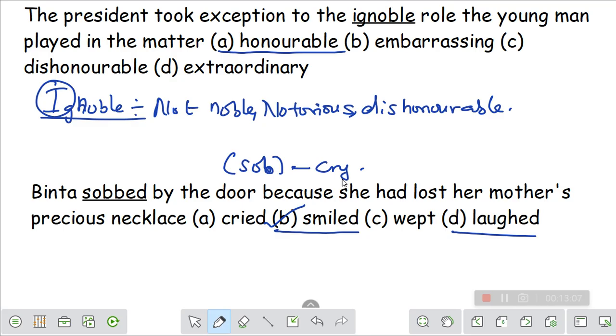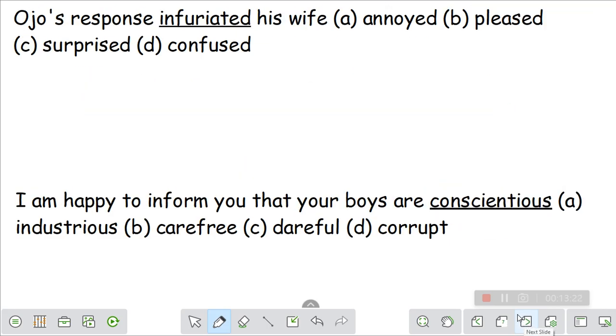So please take notes. Some questions you will think you get it, but unfortunately, when you check the answer, you know that you don't get it. So let's do the remaining two questions. Ojo's response infuriated his wife. What do we mean by infuriate? Infuriate means you make someone angry, to make someone furious. So now we are looking for opposite in meaning.